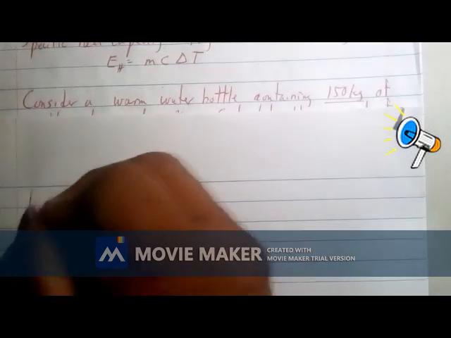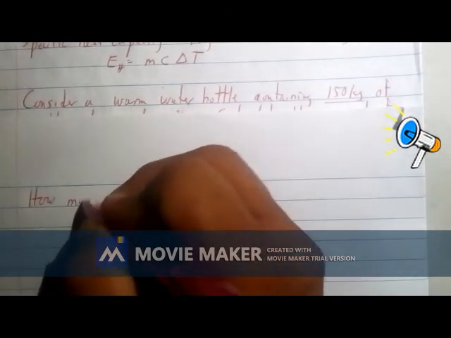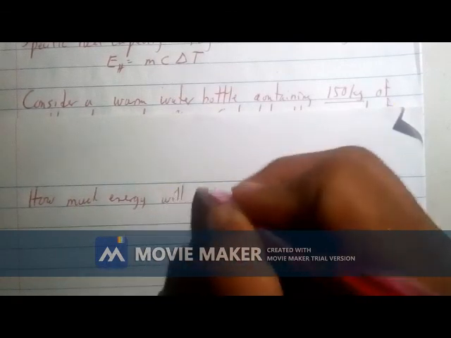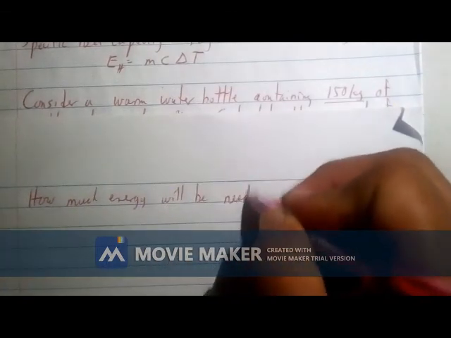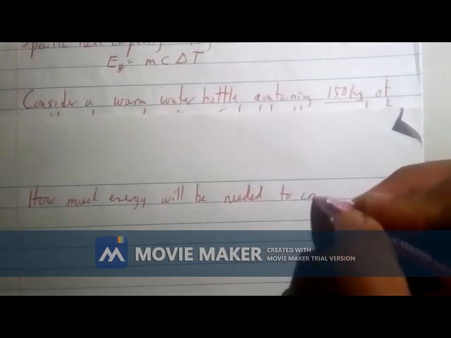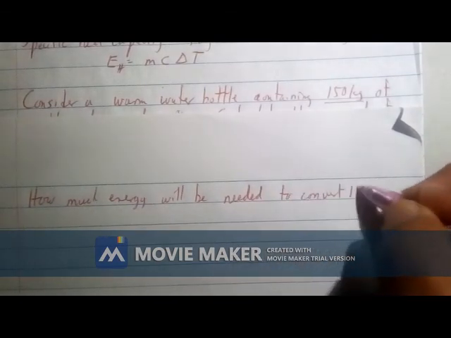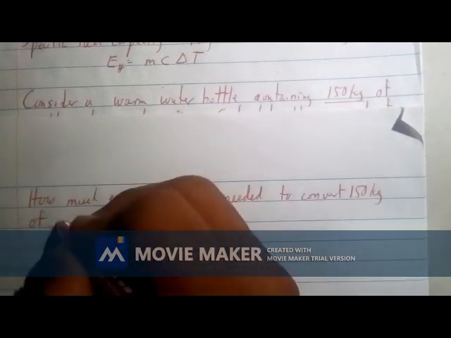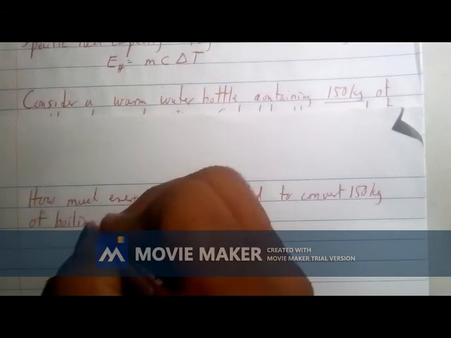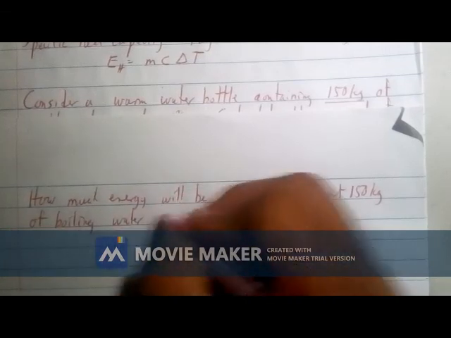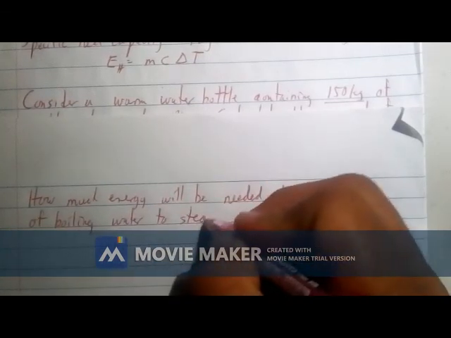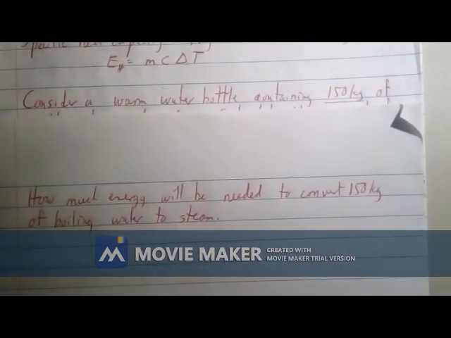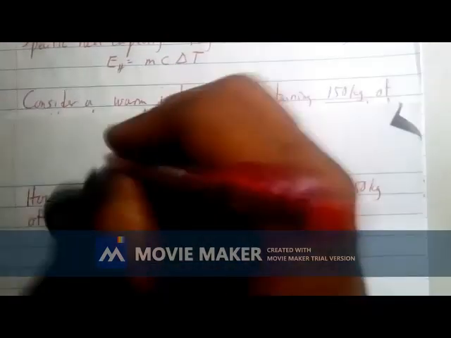So how much energy will be needed to convert 150 kilograms of boiling water to steam? It will not go through a temperature change, it will just go through a change in state, and this is known as latent heat.